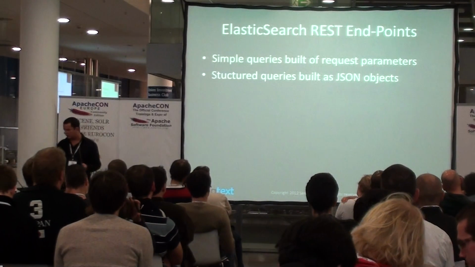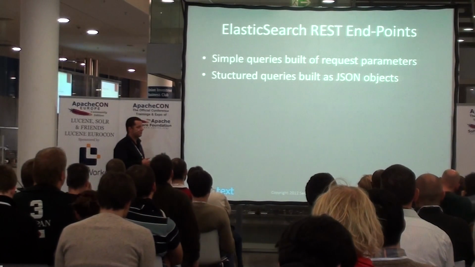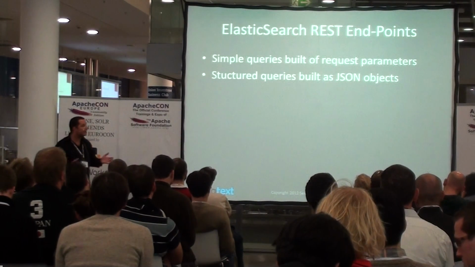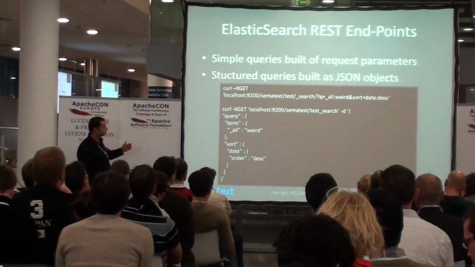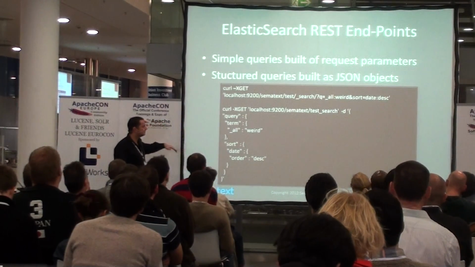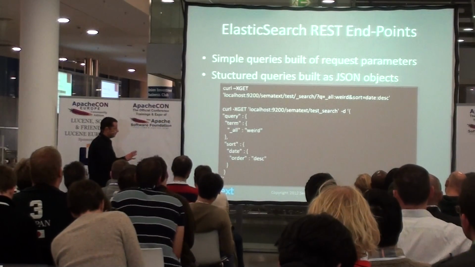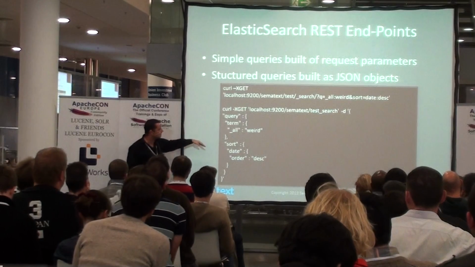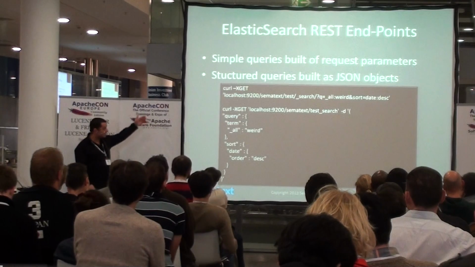In Elasticsearch, we can build queries with request parameters, simple ones, but the most complicated ones should be sent as a JSON object to a proper REST endpoint. For example, the first is the simple request param, and the second is a structured JSON query. Almost the same, but not quite, because the query above will be a match, and here we have a term query, which is not analyzed. But as you can see, there is some structure.